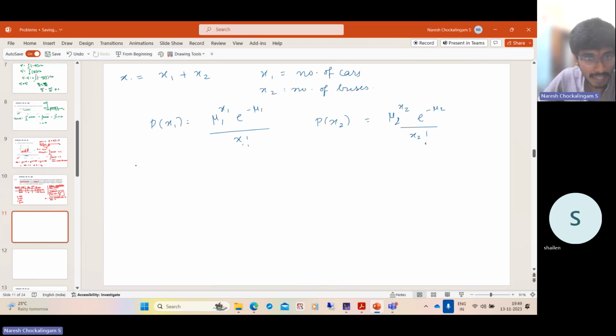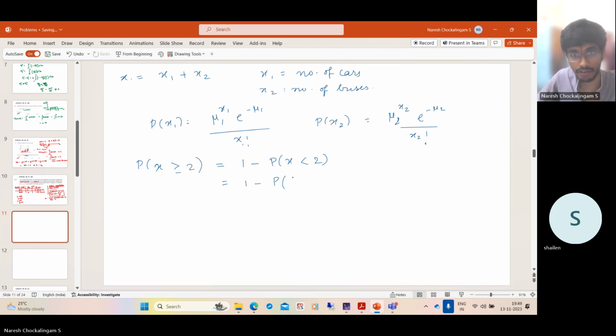Now at least two vehicles means P of x greater than or equal to 2 is what we need to find out, but that is nothing but 1 minus P of x less than 2. x is a discrete random variable. It can take only values 0, 1, 2, and so on. So it is 1 minus P of x equal to 0 minus P of x equal to 1. So these are the only two discrete values which are less than 2.